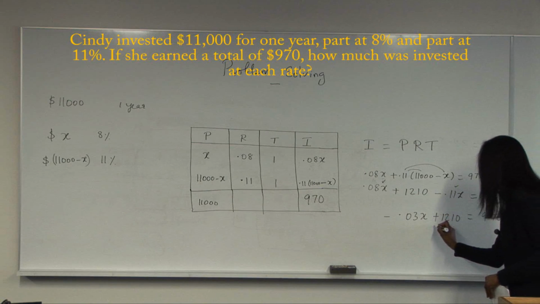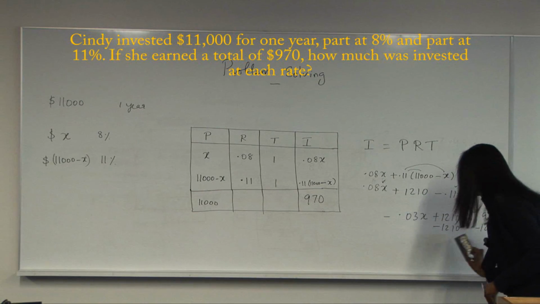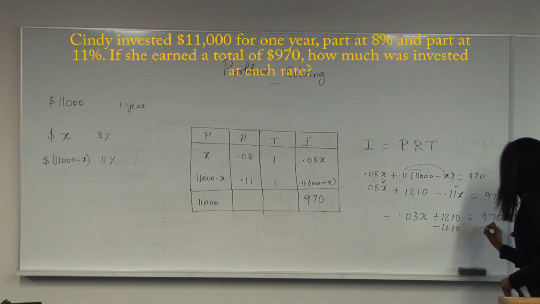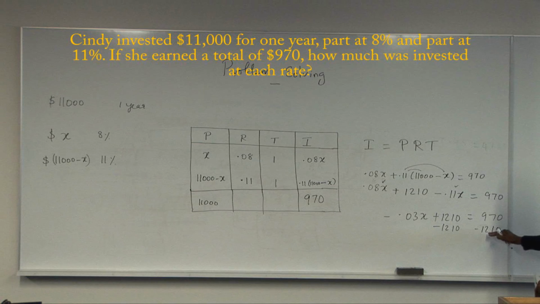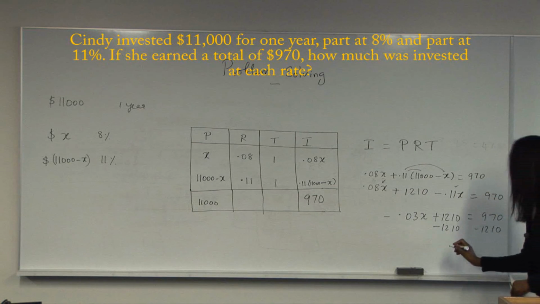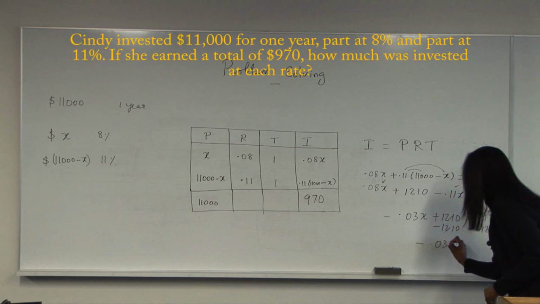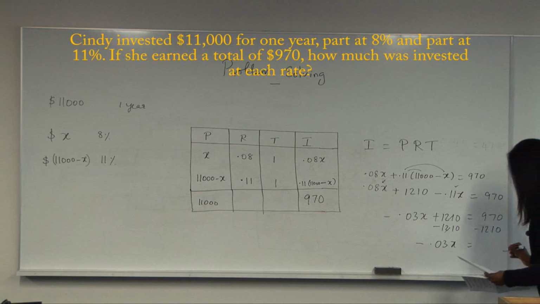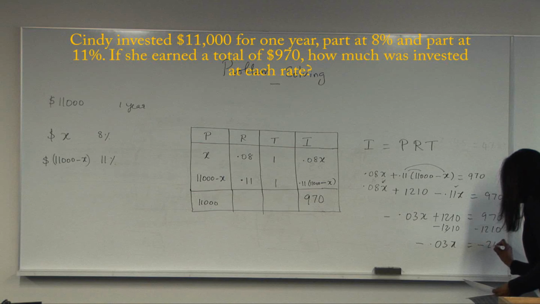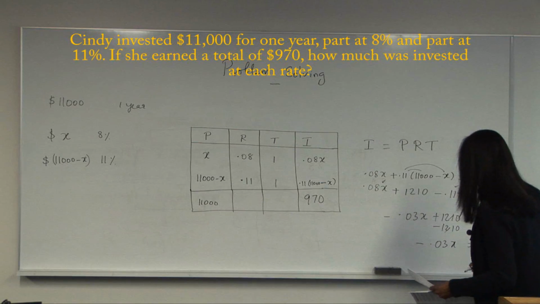And then now we have to subtract this. So this is more than this. So when you subtract, you have to subtract from here, and then you have to put the appropriate sign. So now we have negative 0.03x is equal to, when you subtract, you get negative 240. Okay. So we have negative 0.03x is equal to negative 240.